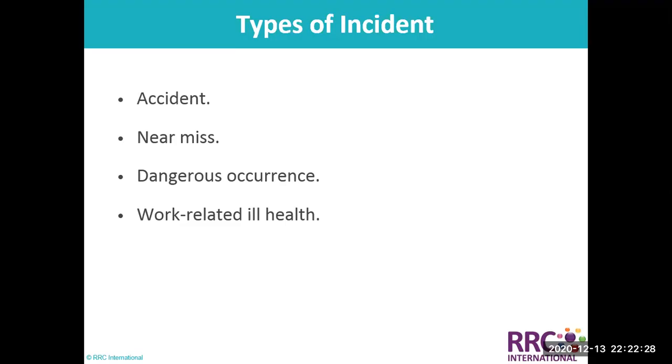Type of incident: accidents, near miss, dangerous occurrence, work-related ill health. An accident is an unplanned and unwanted event that occurs, whether loss of life, damage to property, and all that. A near miss is an incident that could have led to loss of life, damage to property, injuries, or what have you, but in this case, it did not lead to it. Dangerous occurrences like earthquake, equipment failure, failure of critical device, disease outbreak, all these have to be reported to the appropriate authorities and duly investigated.